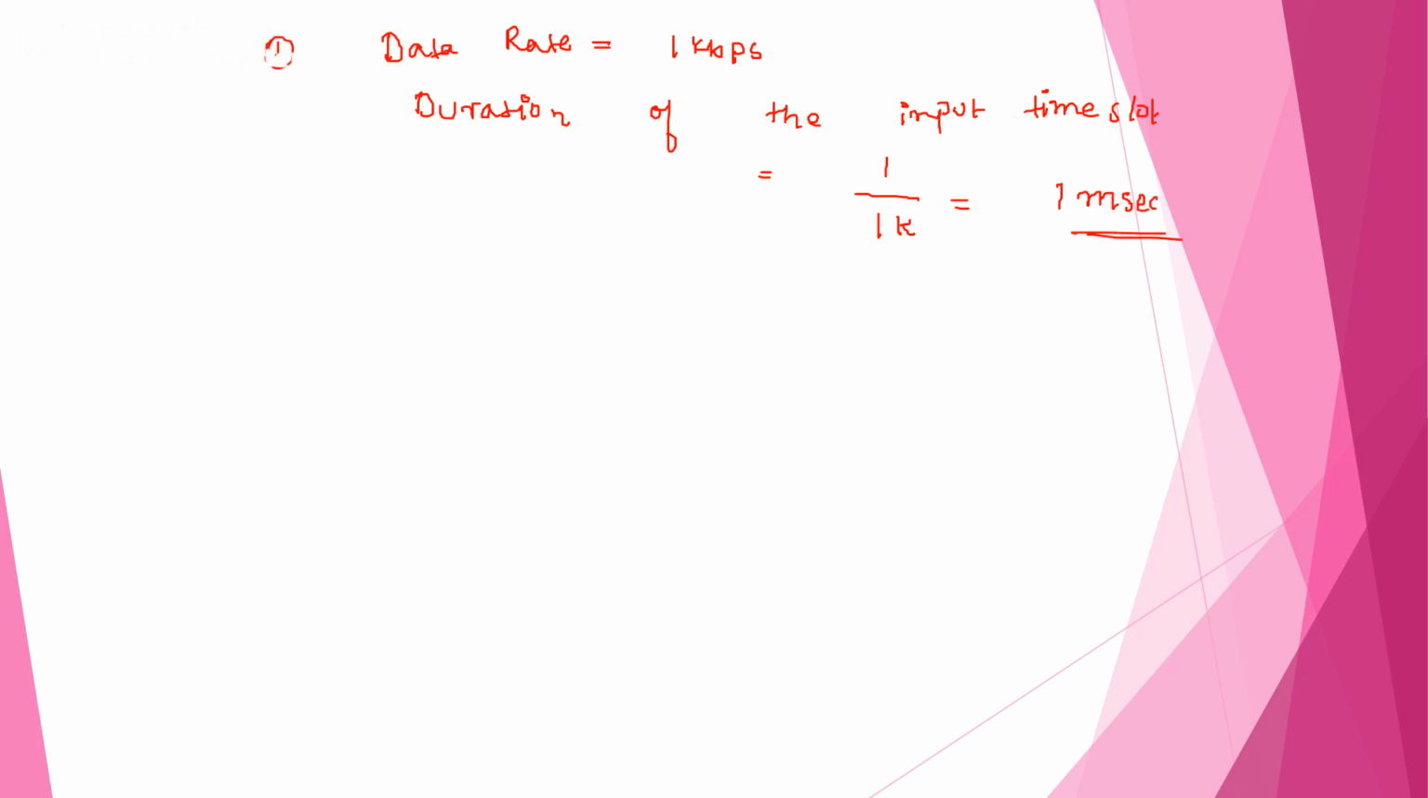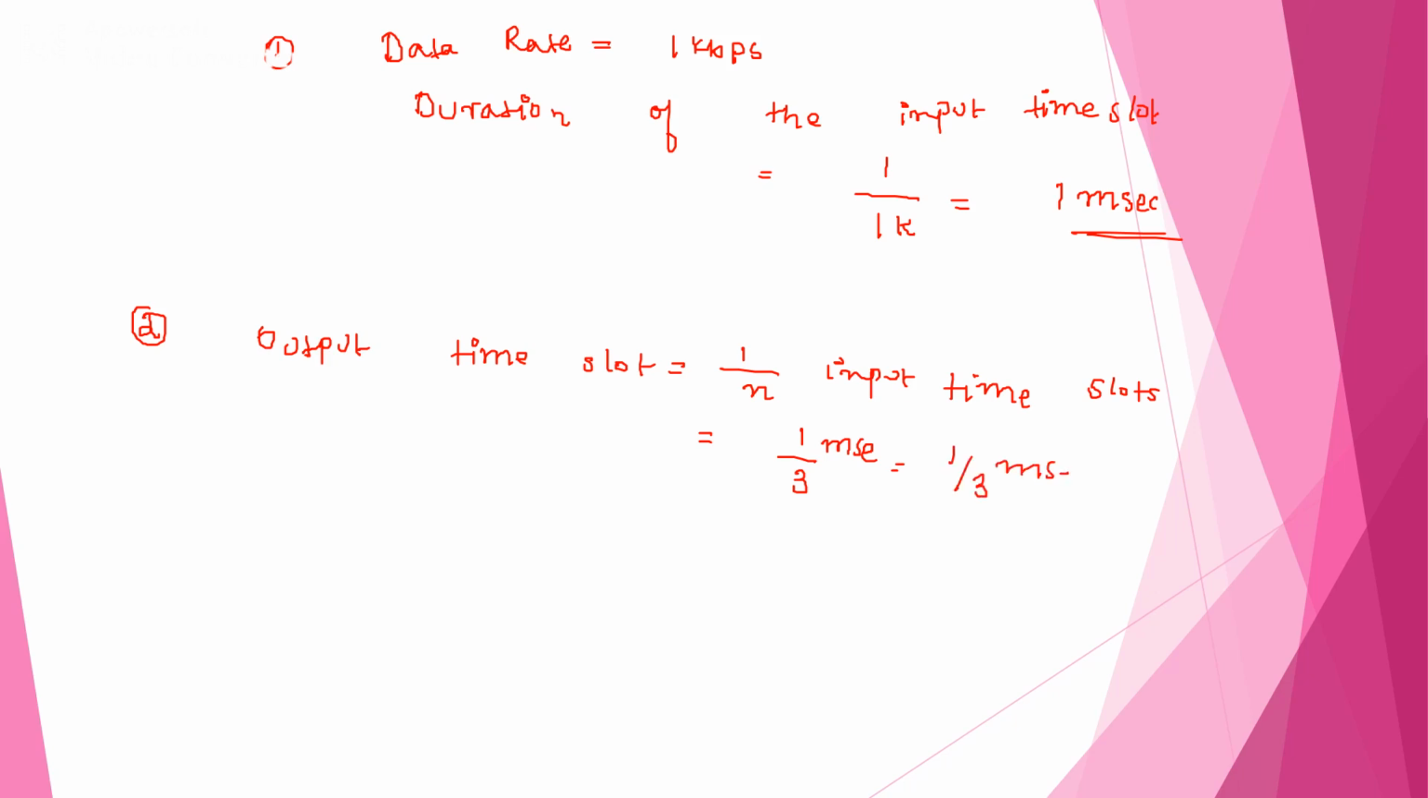Next we have to compute the output time slot. Output time slot is equal to 1 by n times the input time slot, where n is equal to the number of connections. Here in this case we have 3 connections. So 1 millisecond by 3, that is 1/3 milliseconds. That is equal to the output time slot.